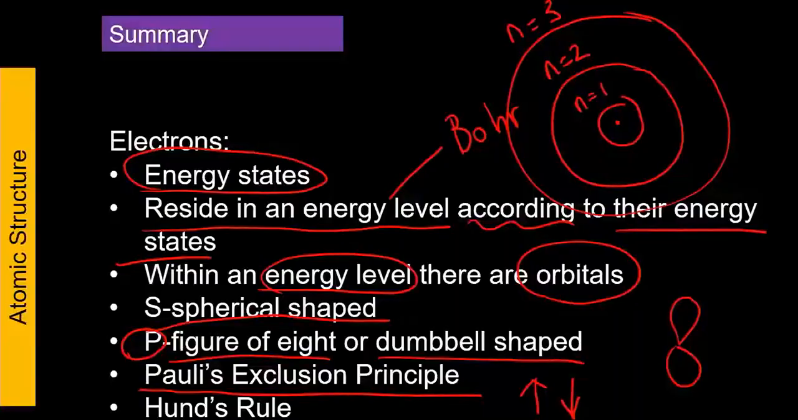The second rule is Hund's rule, and Hund's rule really says that you can't start pairing electrons without first spreading them out into all the orbitals that are available as singles. So they like to be single first before they get joined by a partner. We could call it the singles rule, really.